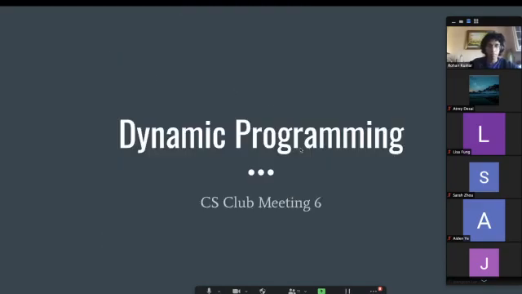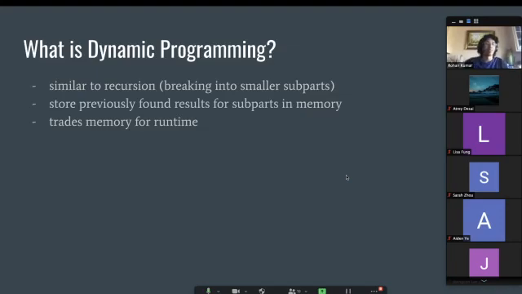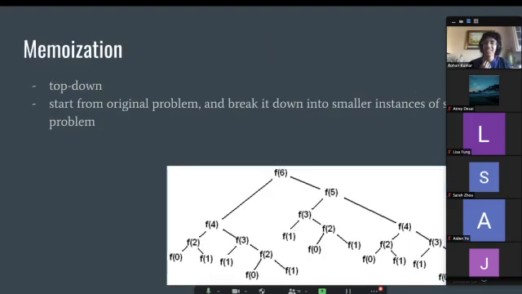Alright, nice. Okay, so today we are talking about dynamic programming. That took a while, but we are finally here. So first off, what is dynamic programming? Essentially, it is similar to recursion, but what we're going to do is store what we already found. So it basically trades memory for runtime, and I think the best way to understand dynamic programming is just by going through a couple examples, okay? So let's first explain the basics.